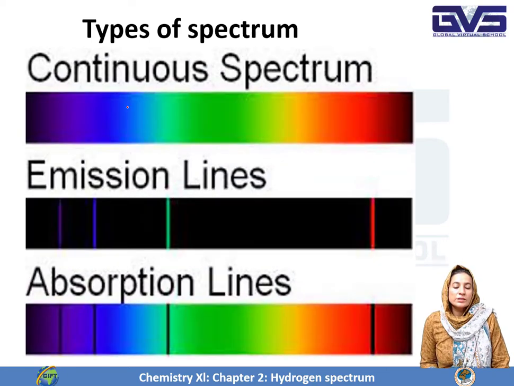Let's review: what is a continuous spectrum? One in which different colors are diffused into each other. There is no proper demarcation of where the blue color ends and where the green color starts. So this is the continuous spectrum. In a line spectrum, there are demarcation lines, and one color is properly separated from the other.